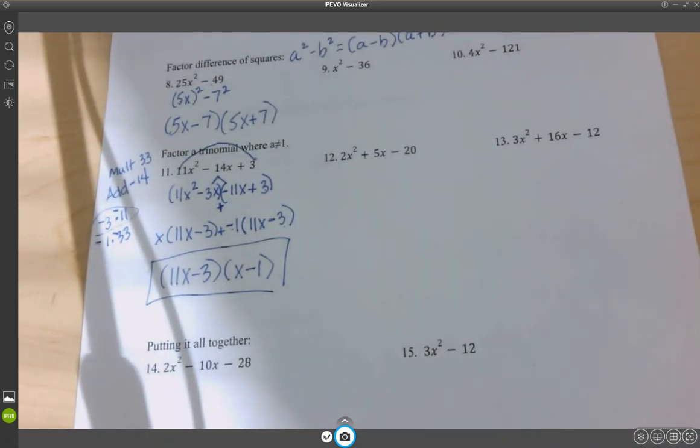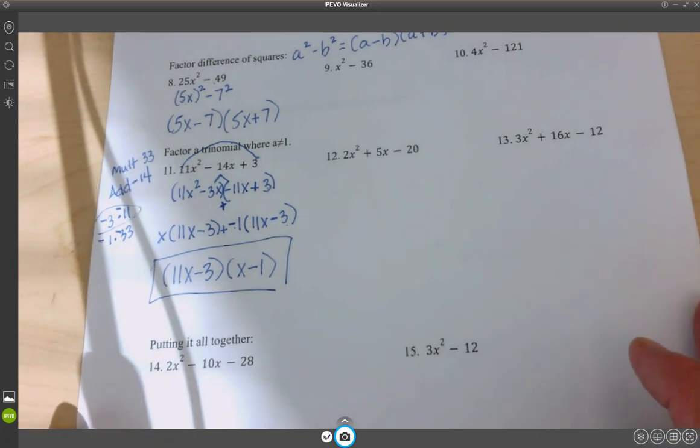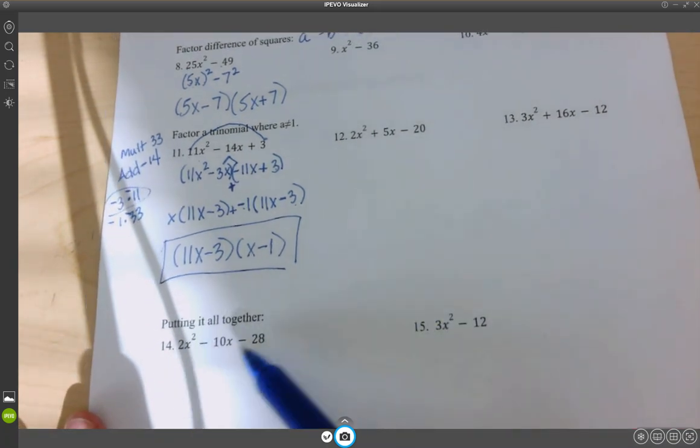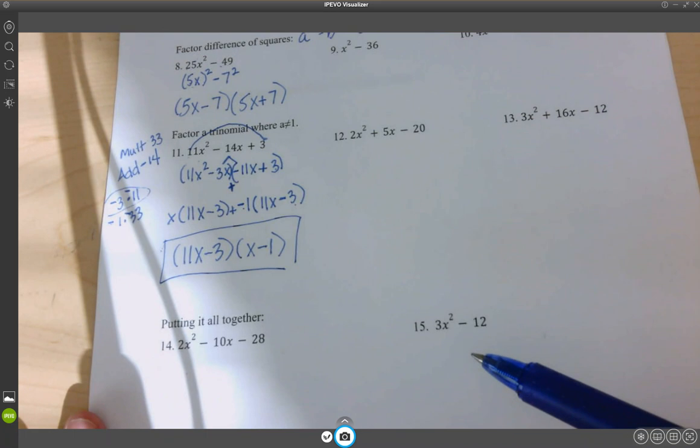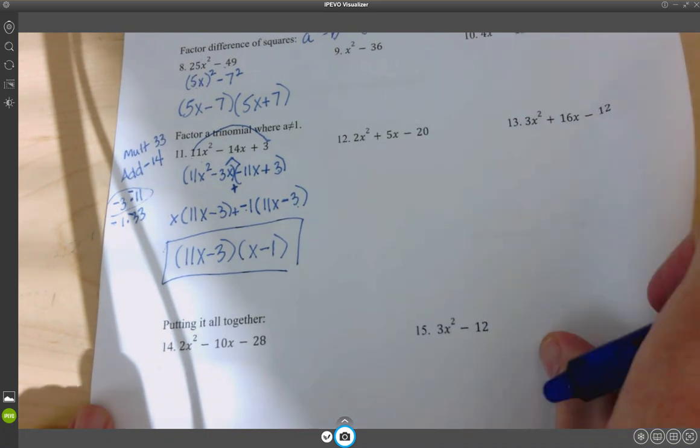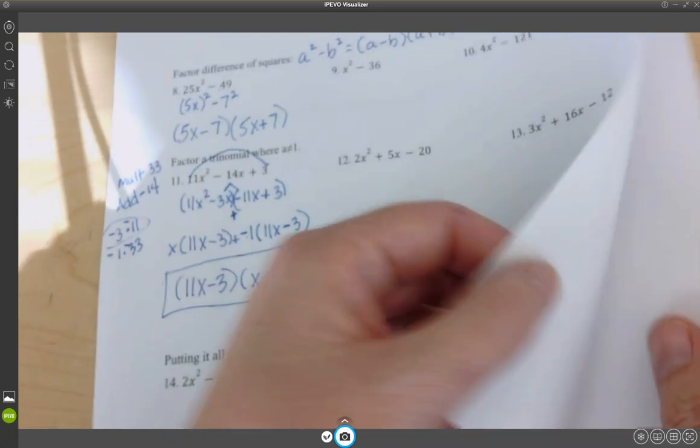All right, in the putting it all together section, we're going to combine these things. So you might need to first factor out a common factor, and then you're going to have to factor what's left inside. All right.